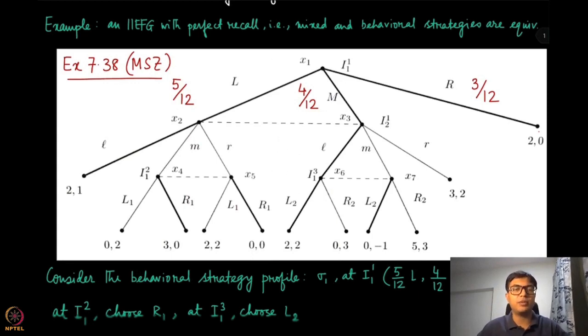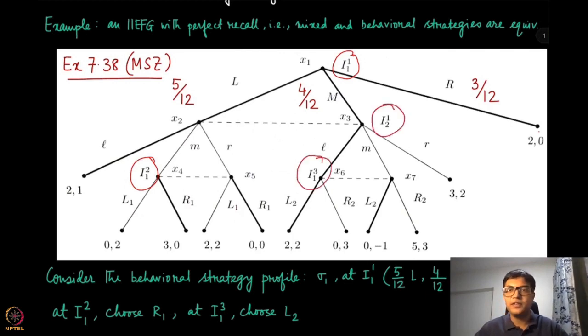This is an example from Maschler's book. So what does this show? There are two players in this example. Player one plays at two different levels. First it plays here, and then it plays again at this third round. So it has three information sets, I11, I12, and I13. Similarly, player two has one information set, which is here. It is playing in the second round.